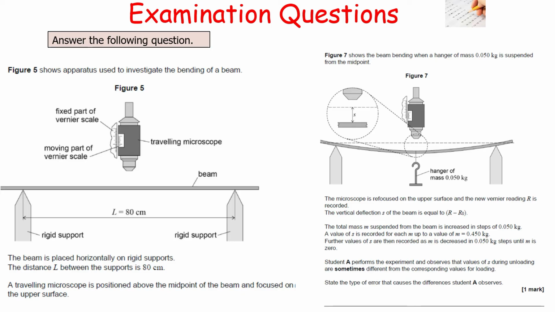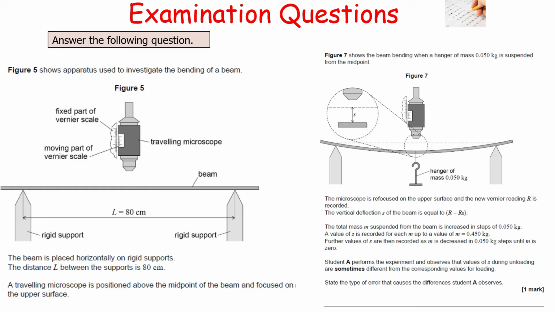is suspended from the midpoint. The microscope is refocused on the upper surface and the new vernier reading R is recorded. The vertical deflection S of the beam is equal to R minus R0. The total mass suspended from the beam is increased in steps of 0.050 kilograms, and a value of S is recorded for each M up to a value of M equals 0.40 kilograms. Further values of S are then recorded as M is decreased in 0.050 kilogram steps until M is 0.